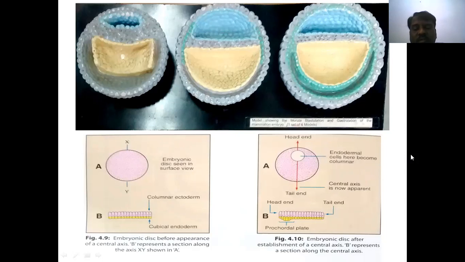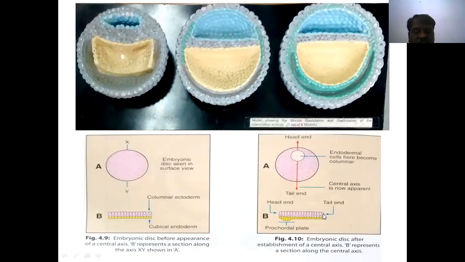Then after that the embryo becomes disc shaped, but the surface, which is the columnar cells, forms the ectoderm layer. Here they are showing the cuboidal cells, that is the endoderm cells. At one end, these endoderm cells are modified to form the procordal plate, that is columnar cells. The other end is the tail end. This is the head end.